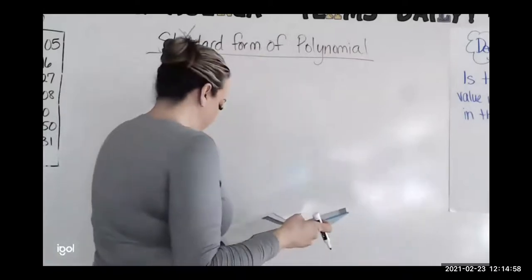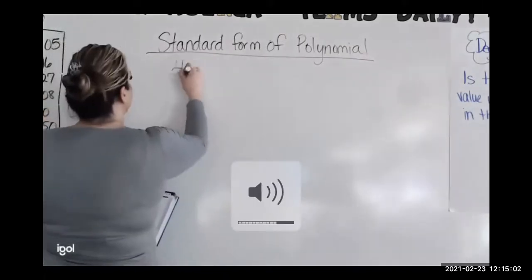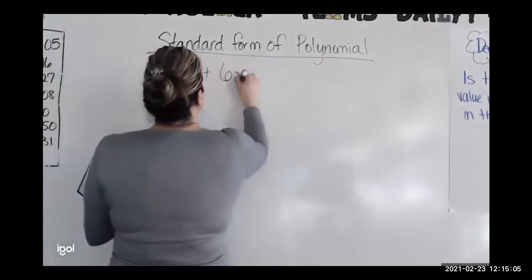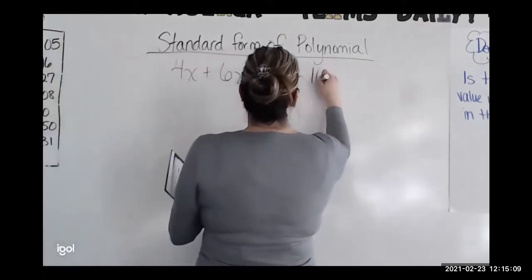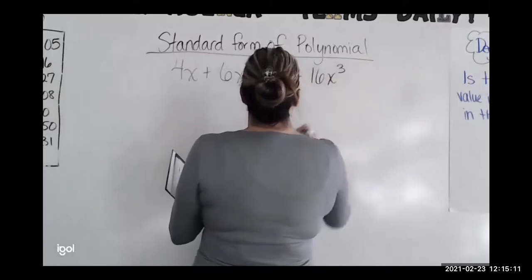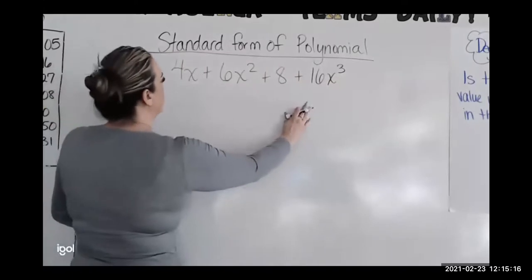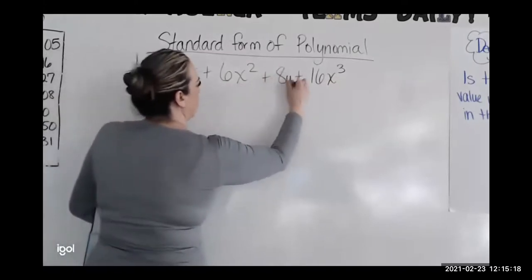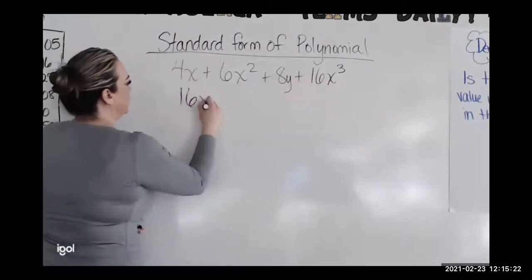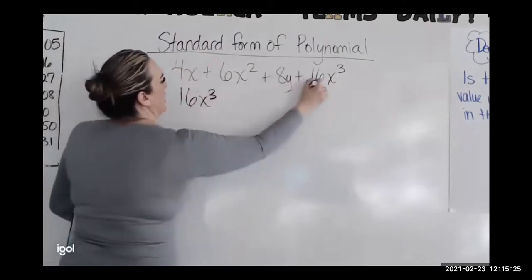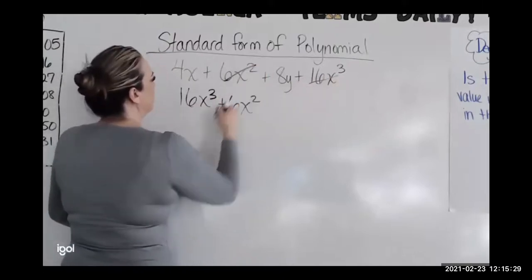So what that might look like is if you have something where you have a bunch of different terms. You want to look at each term and make sure that you're writing them, we'll add a y here, from the highest power to the lowest. So we're going to put the 16x cubed first. Then this one, positive 6x squared.